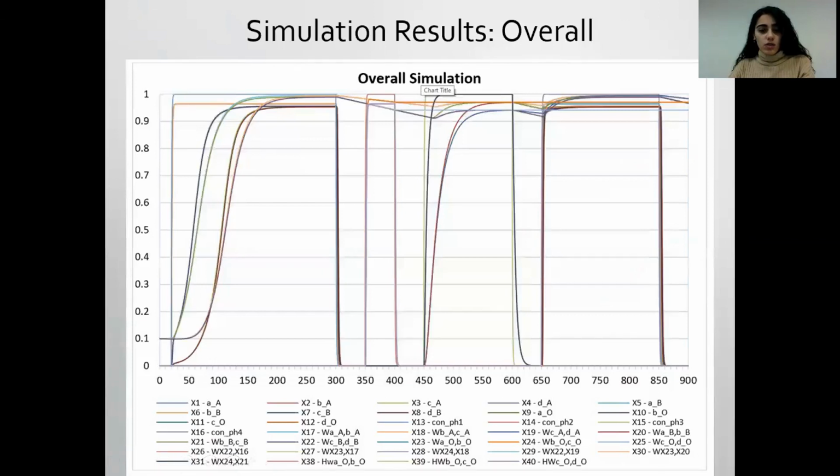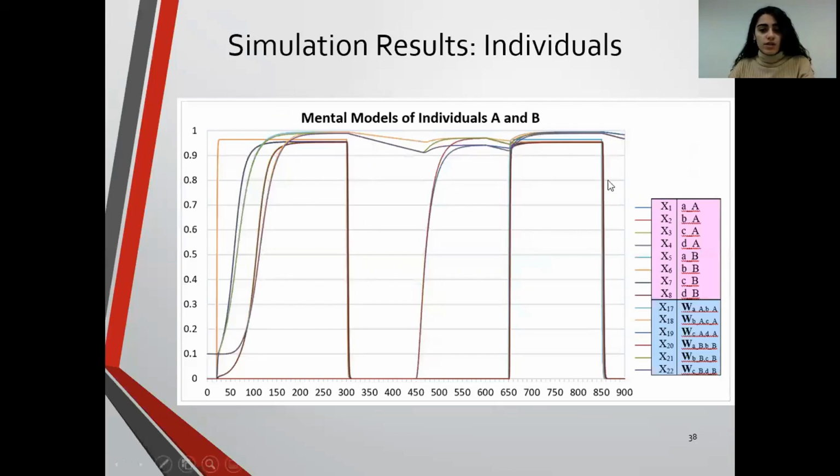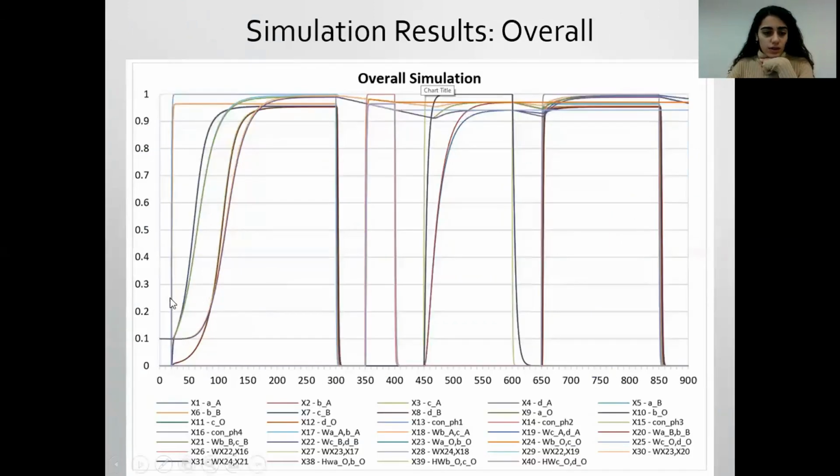This is the simulation results, overall simulation results. We can see all the states here, but I prefer to explain them in separate manners to make things clear for you. For example, here we have only mental model states of individuals. In the beginning, in phase 1, this range is for the first phase, and this is for individual learning.